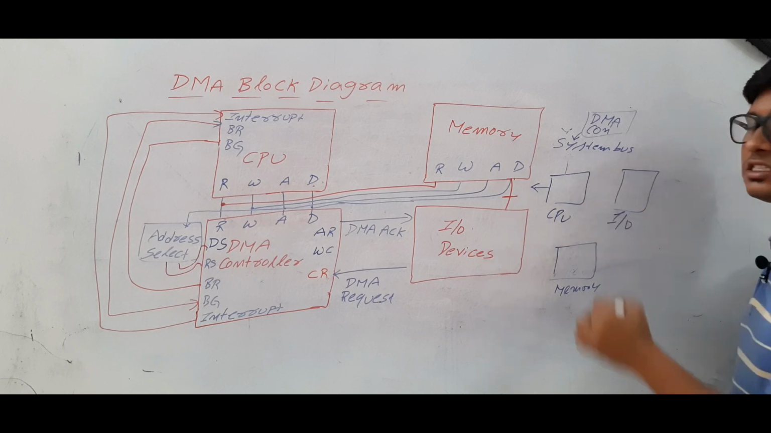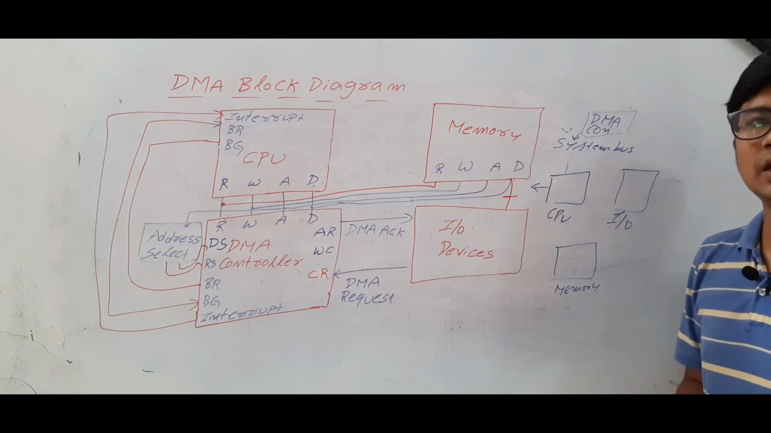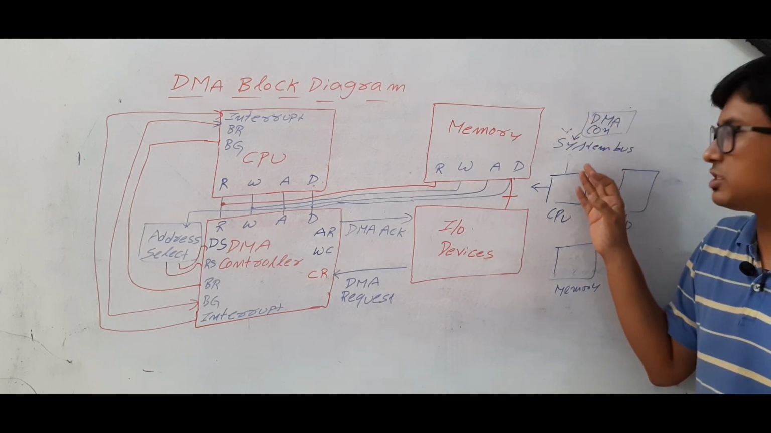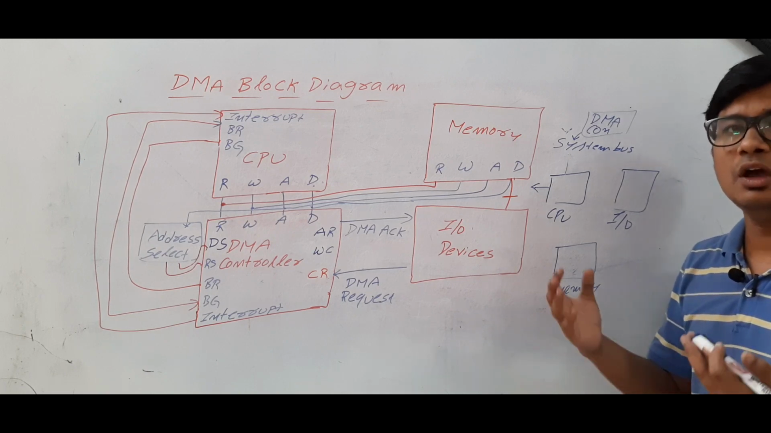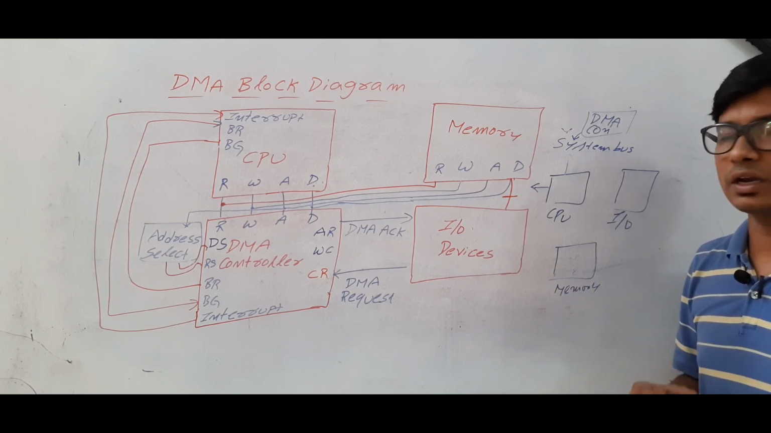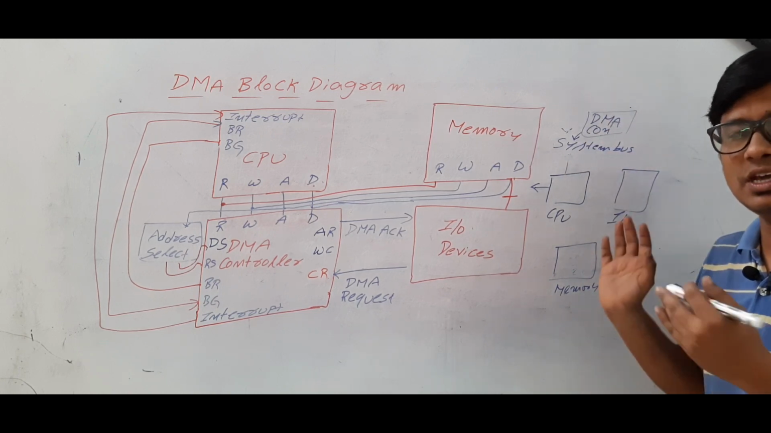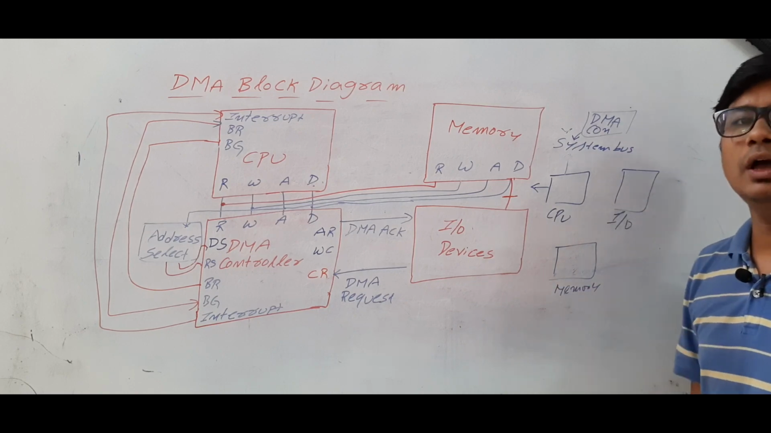It will act as a mediator between transferring the data from IO device to memory and memory to IO device. So the entire burden from the CPU has been taken by the DMA controller. I hope you have understood how the DMA controller will work. Instead of the CPU, the DMA controller is taking charge of the system bus and transferring the data from IO device to memory and memory to IO device.